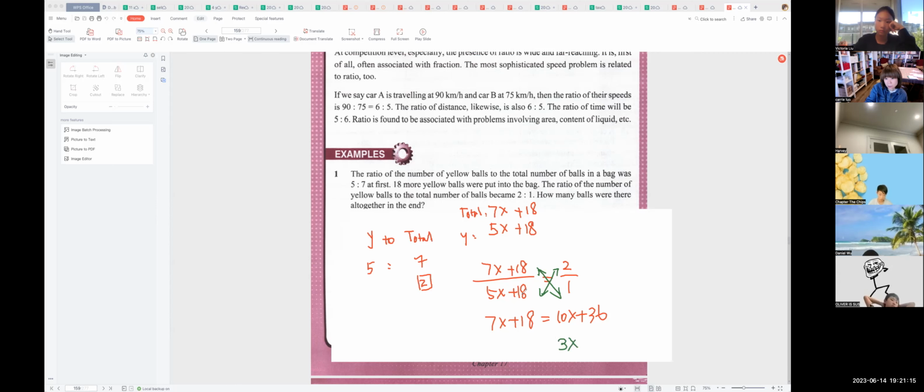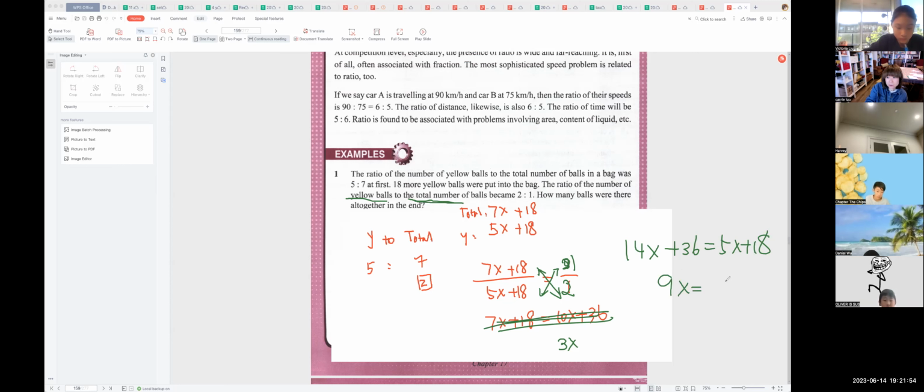I'm sorry. Yes, otherwise it's reversed. So it's 1 to 2. Total to yellow, right? Yellow to total. So it should be 14x plus 36 equals 5x plus 18. Do you see where the teacher went wrong? It's because the question said the yellow ball to the total ball. So yellow is on top and total is on the bottom, I reversed it, right? So it should be flipped. So that's why it's 9x equals negative 18. Still not right. Did I make a mistake?